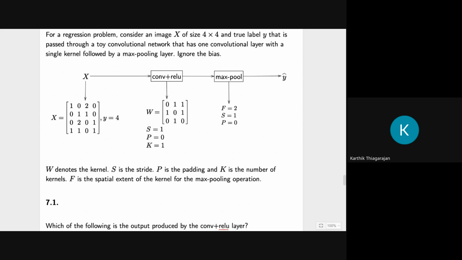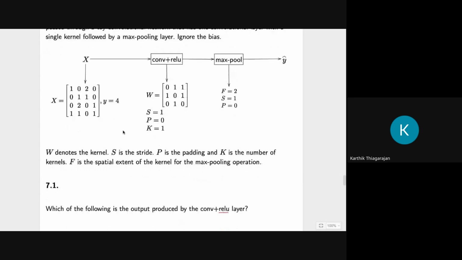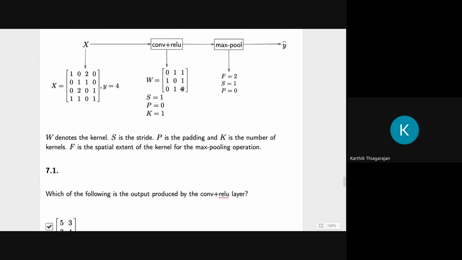Anyone remembers what the answer? I answered 2. Yeah, 2. Yeah, that's correct. So let's see what happens.